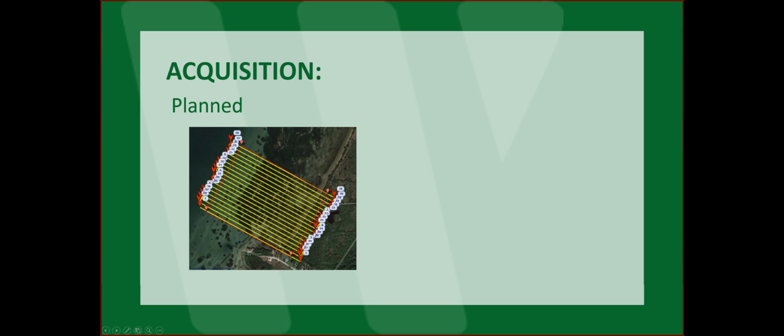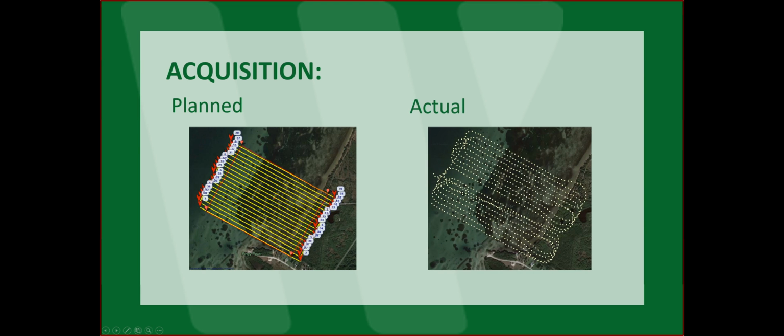Again, this is our planned mission. This is what the actual mission looked like. Each dot represents a photo point. It's also a GPS trail. You could see how the wind was pushing the aircraft, which allowed or created some gaps. However, we had enough overlap, it wasn't an issue.